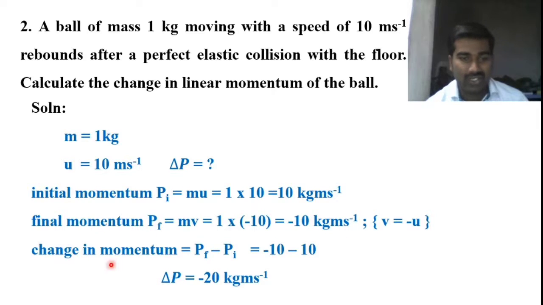So now we want to calculate the change in momentum. Delta p is equal to pf, the final momentum, minus the initial momentum. The final momentum we have is minus 10 kilogram meter per second, and the initial momentum is plus 10 kilogram meter per second. Minus 10 minus 10 is equal to minus 20 kilogram meter per second. The change in momentum of the ball is equal to minus 20 kilogram meter per second.